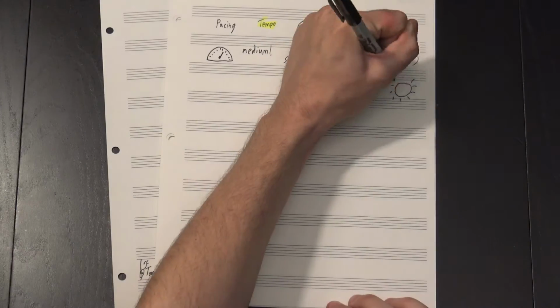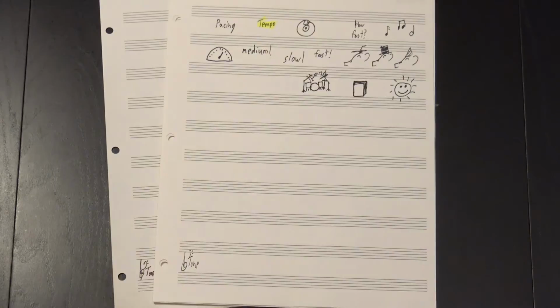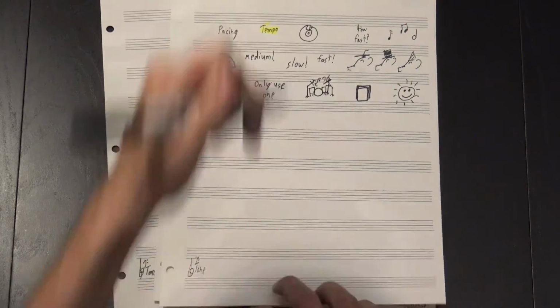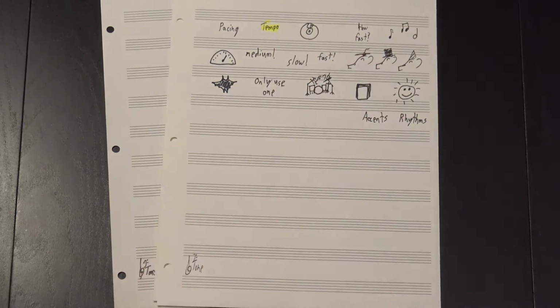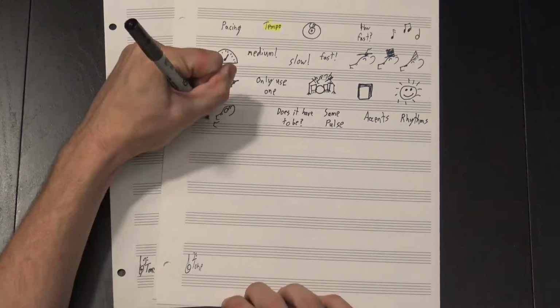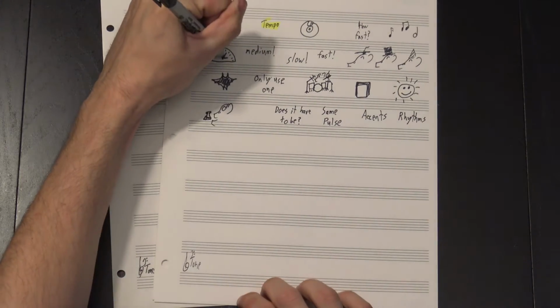Different speeds create different moods and allow you to tell different stories, and because of how important tempo is to a song's identity, most of them only use one. They may play around with rhythms and accents, but it's the same underlying pulse. But does it have to be? Come on, of course not. Sometimes one speed just isn't enough.